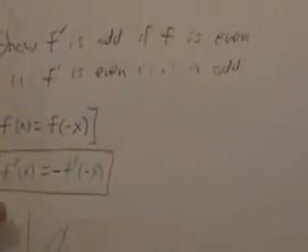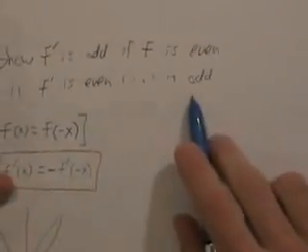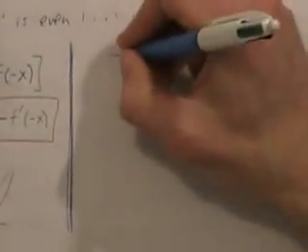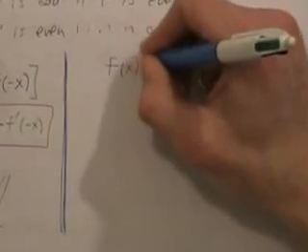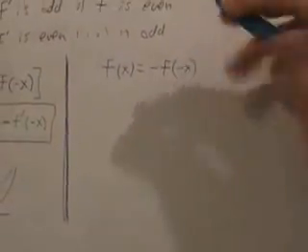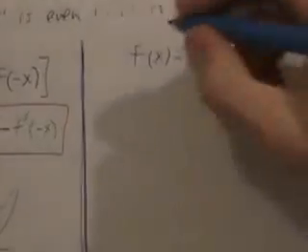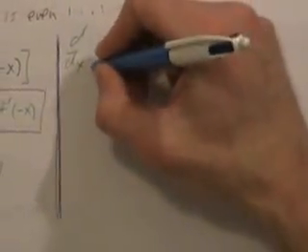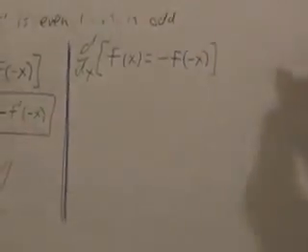The other one says if f is odd, then f prime must be even. And we should see how this is going to go. This can't be too bad. If f is odd, then it has the property that f of x is minus f of minus x. So these two things are the same. Differentiate with respect to x on both sides. Abuse the notation once again.